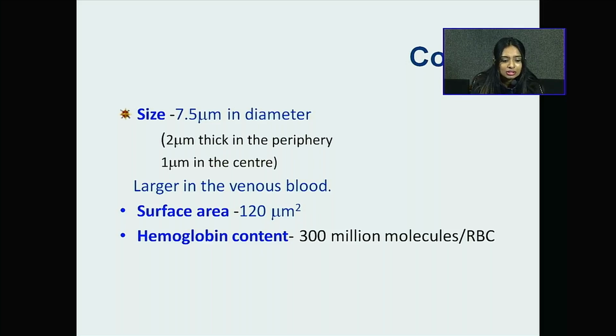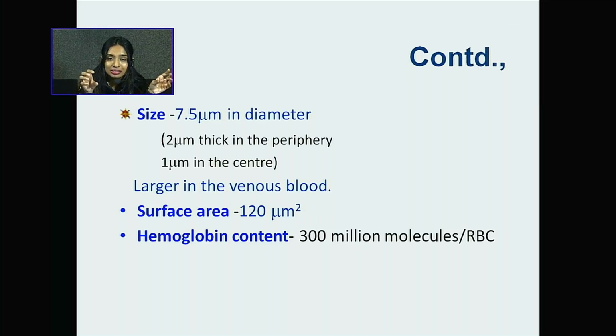Then comes the size. RBC's diameter is 7.5 micrometer, 2 micrometer thick in the periphery, that means in the outer part, and 1 micrometer in the center. Then comes the surface area. It is 120 micrometer square. And one RBC contains 300 million molecules of hemoglobin. So that is a huge amount of hemoglobin present in just one RBC.